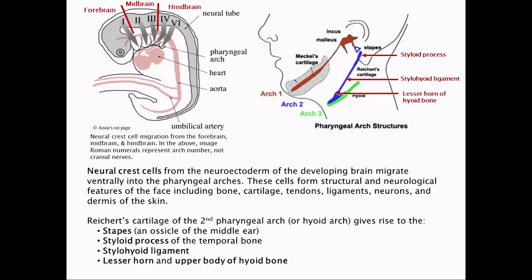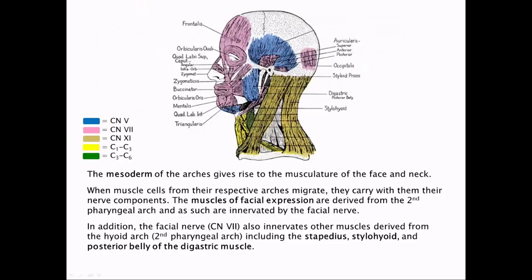While these structural and neurological components of the face come from the neural crest cells, the muscular components are derived from mesoderm. All of the muscles shaded in pink come from the mesoderm of the second pharyngeal arch and are innervated by branchial efferent fibers of the facial nerve. In addition to the muscles of facial expression, there are 3 other muscles that are derived from the second arch. They include the stapedius muscle in the middle ear, as well as the stylohyoid muscle and the posterior belly of the digastric muscle, which are found in the neck.